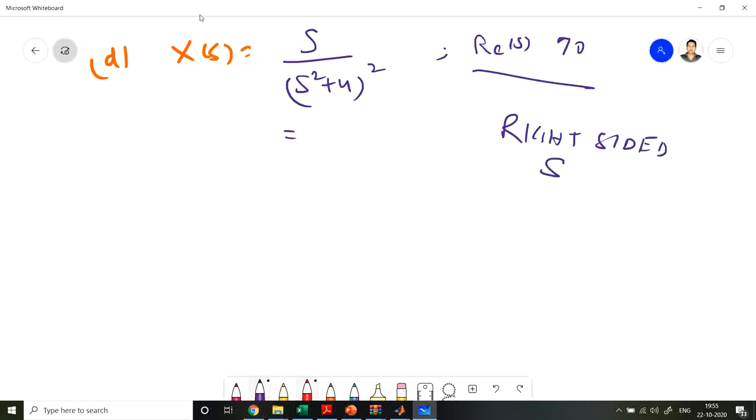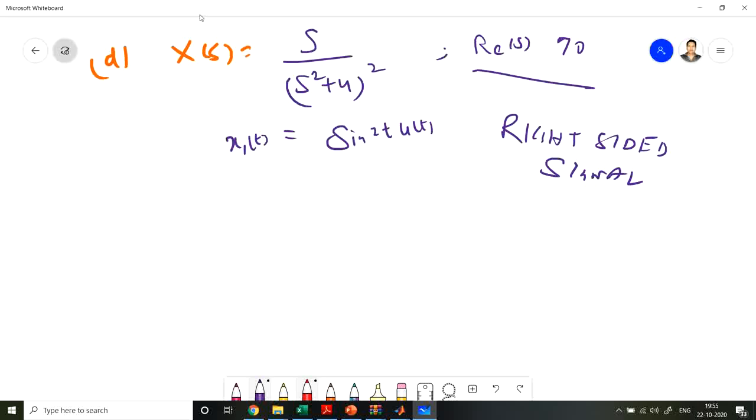First thing is clear that it is a right sided signal, and second, let x1t be sine 2t into ut. Let x1t be sine 2t into ut. So what we can do here is find the Laplace transform of sine 2t into ut.